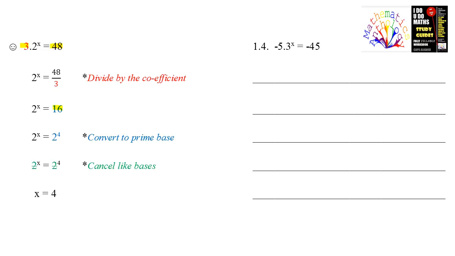So 2 to the x is equal to 16. 16 can be written as 2 to the power 4. So 2 to the power x is equal to 2 to the power 4. Cancel off your base 2's, because they are the same. So you'll end up with your answer of x = 4.